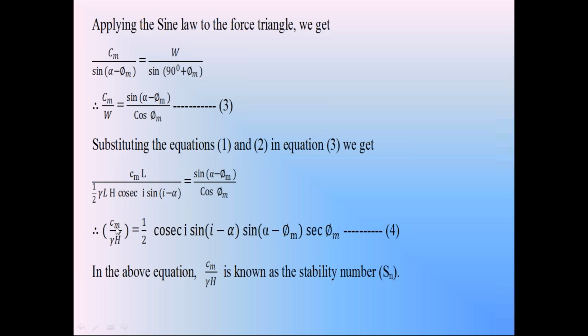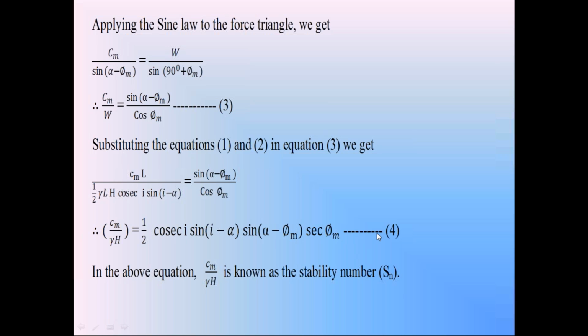In the numerator, it is also Newton per meter square. When the units are cancelled, this is a pure number. Cm by gamma h is a pure number. That is called the stability number of the finite soil slope. This ratio Cm by gamma h is a dimensionless number. There are no dimensions for Cm by gamma h. Since it is a dimensionless number, we call it the stability number, indicated as Sn.